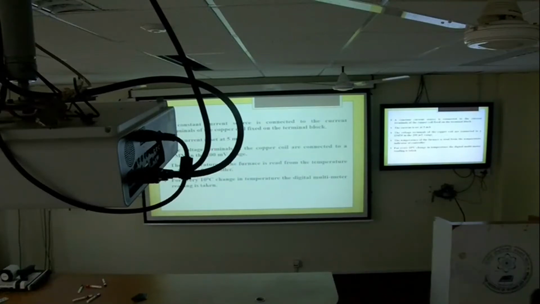So the voltage is ready to increase the temperature. The voltage terminals of the copper coil are connected to the DMM so that you can find how much voltage drop there is. The temperature of the furnace is shown on the temperature controller or temperature indicator. For every 10 degree change in temperature, you just note down the reading. Suppose you start from 25 degrees, you take the first reading at 25 degrees and then after a 10 degree difference, like 30, 40, 50 and so on.